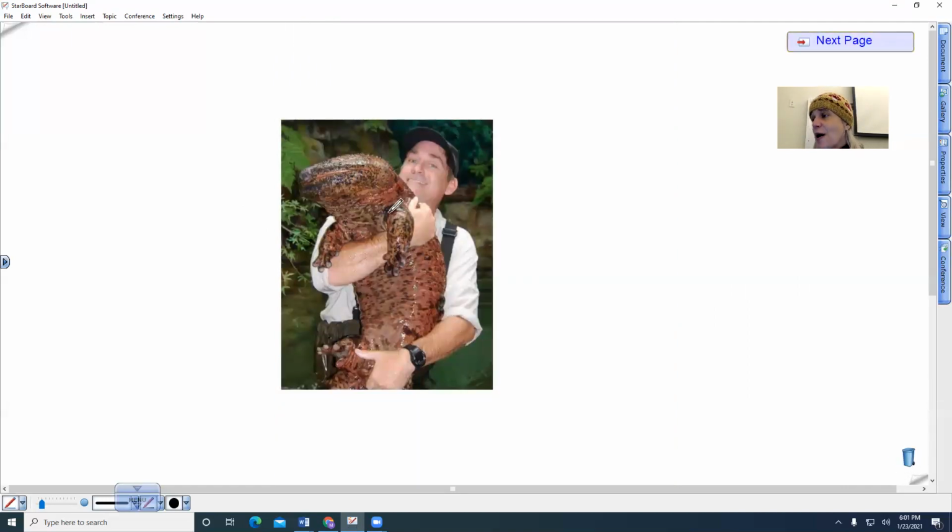I think this guy's probably holding him out a little bit to make him look bigger, but this is a giant amphibian that is still around today. This is a Chinese amphibian. Imagine, I can't even imagine. I like amphibians, but I don't know if I would like giant amphibians.